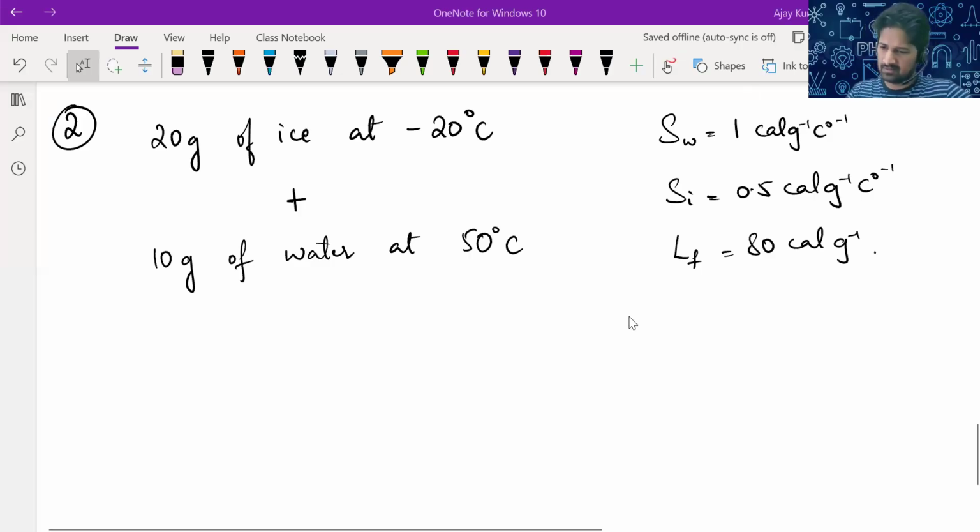Okay, I got two different answers. Both saying 0 degrees, but one saying 13.75 grams of water, 16.25 grams of ice. Okay, that makes 30 grams. Another answer is 21.875 ice and 8.125 water. Okay. Pawan, any answer?